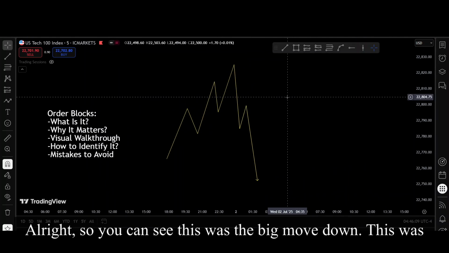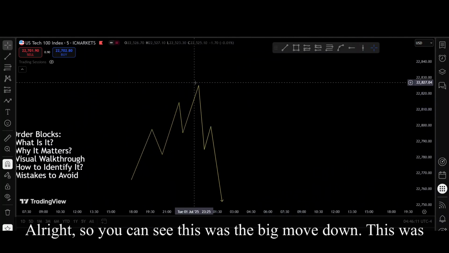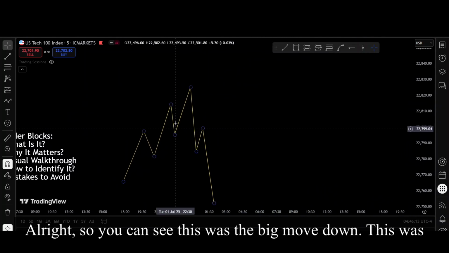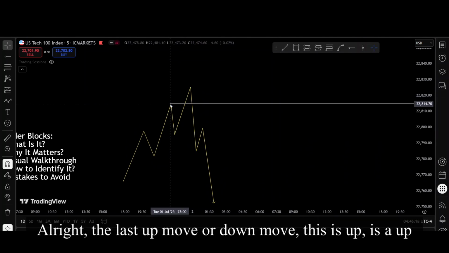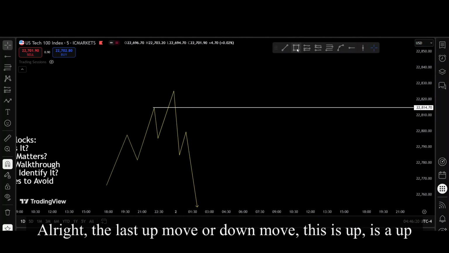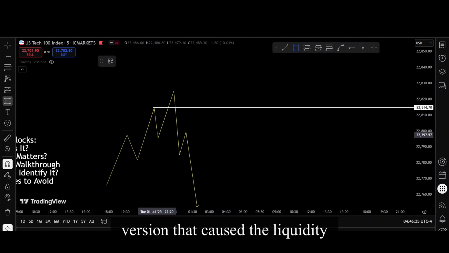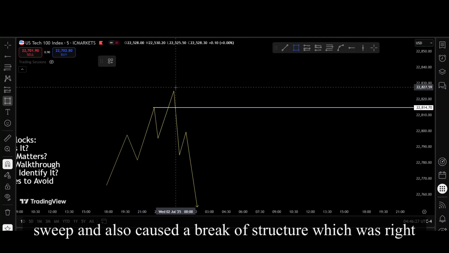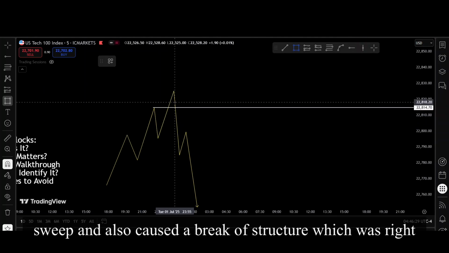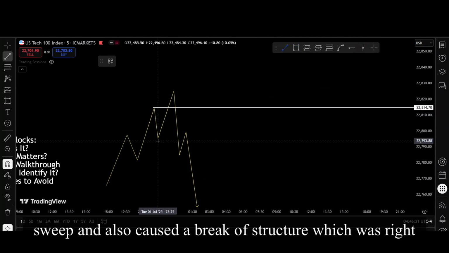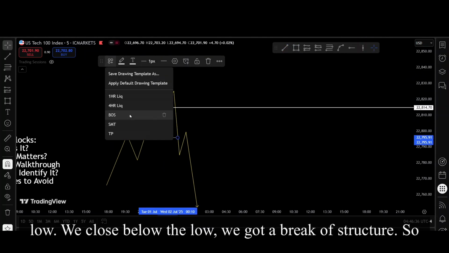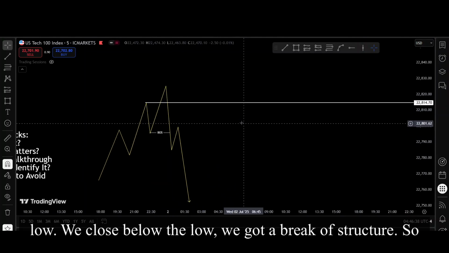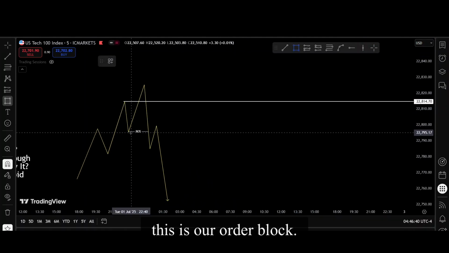Alright, so you can see this was the big move down. This was where we swept liquidity. The last up move, this is an up version, caused the liquidity sweep and also caused a break of structure, which was right here. This is the most recent low. We closed below the low, we got a break of structure. So this is our order block.